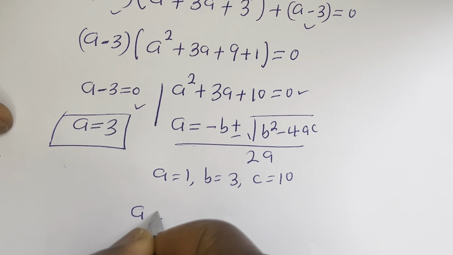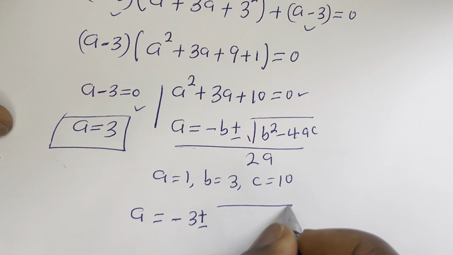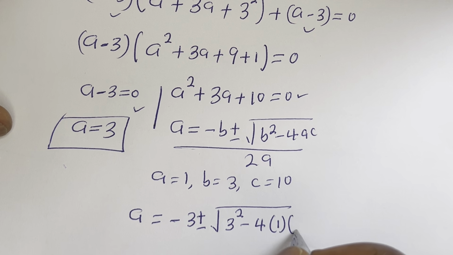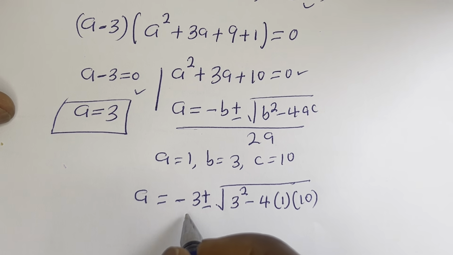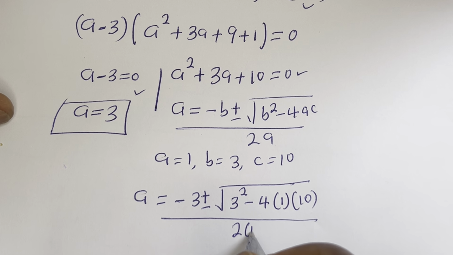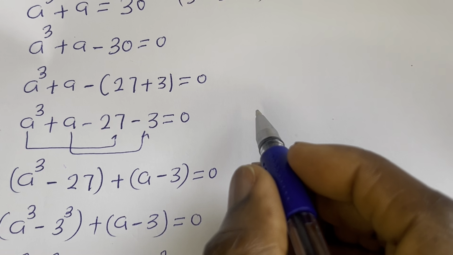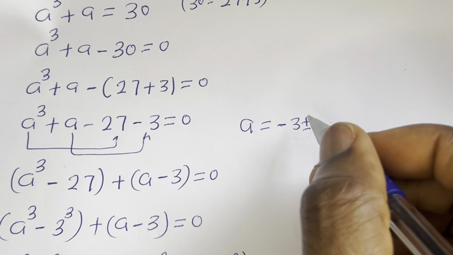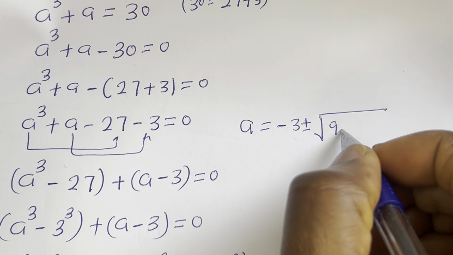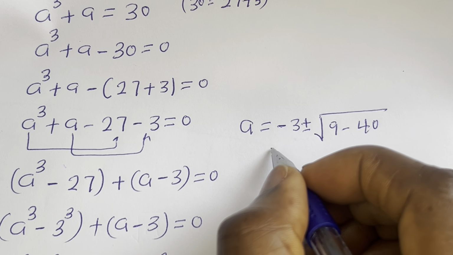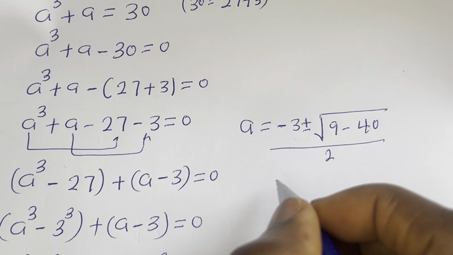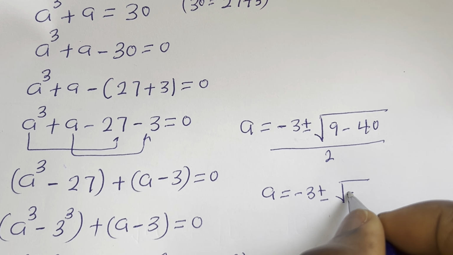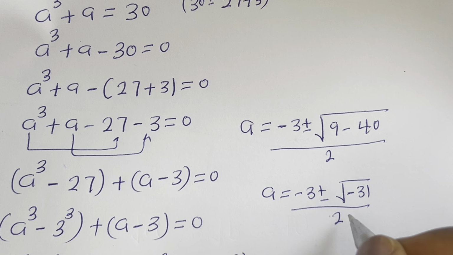Then we have a is equal to minus 3 plus or minus square root of 3 square minus 4 multiplied by 1 multiplied by 10 over 2 multiplied by 1. a is equal to minus 3 plus or minus square root of 3 square, that is 9, minus 4 times 1 times 10, that is 40, over 2 times 1, that is 2. a is equal to minus 3 plus or minus square root of 9 minus 40, that is minus 31 over 2.